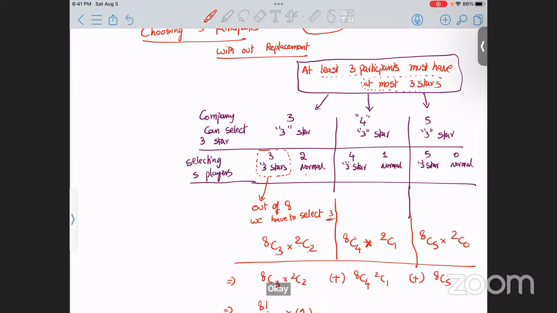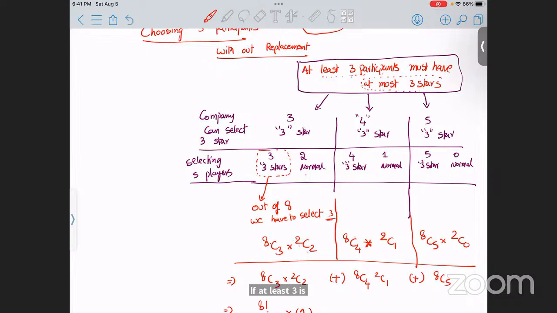At most means it can take also less than 3 stars, no? Yeah, less than 3 stars, but at least 3 players must have 3 stars, or at least 4 players must have 3 stars. Look, at least is for participants, at most is for stars. It means the highest stars possible is 3. But at least 3 people must have these highest stars, and at least 4, at least 5 people must have these highest stars.